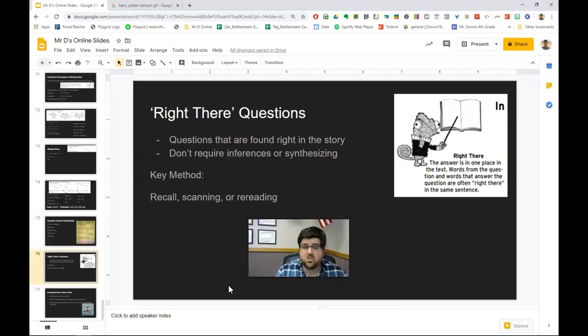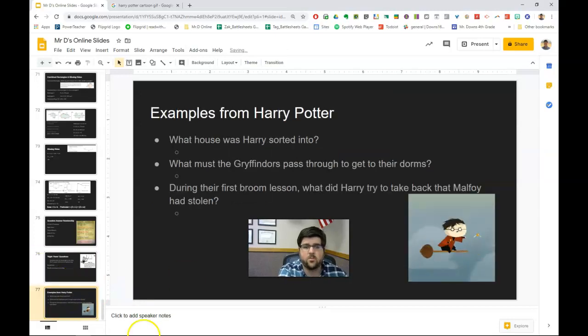So what I'm going to do is show you a couple of right there questions from Harry Potter, and then, for your assignment today, I'll ask a few right there questions for the Hope Chest, and then you will need to answer those right there questions and then add your own right there question. So let's look at the Harry Potter ones.